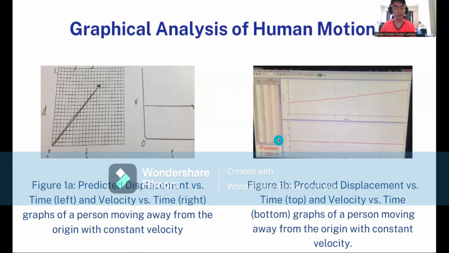From the displacement versus time graph, it is shown that the line is moving in an inclined positive direction, where the displacement of a person will increase as time also increases, since the person is moving away. From the velocity versus time graph, it is shown that the line is parallel to the horizontal x-axis, since the velocity of the person moving is always constant as time increases. The person's starting position is higher than zero, since the person is moving away from the origin.